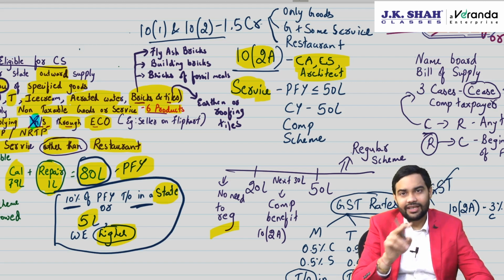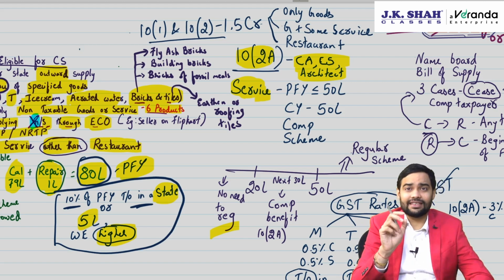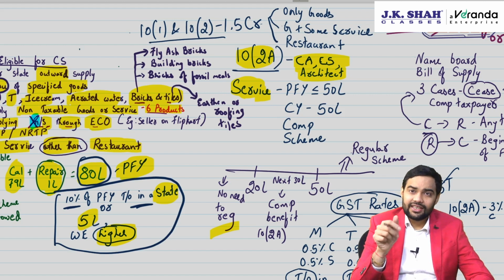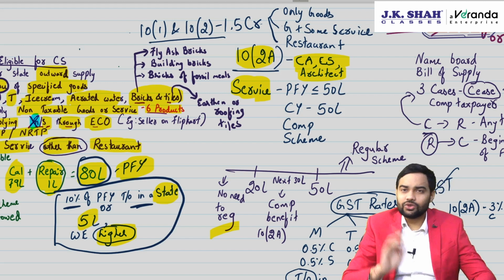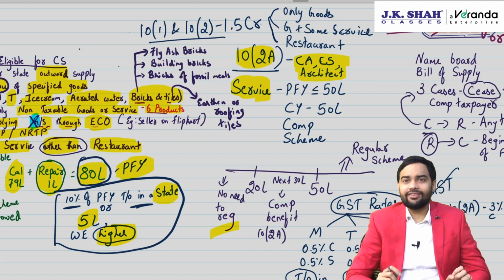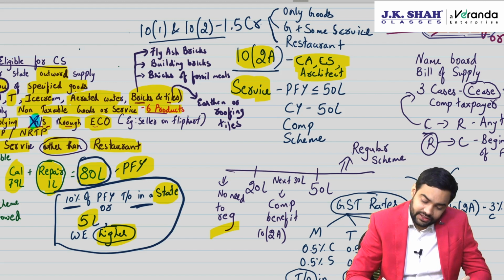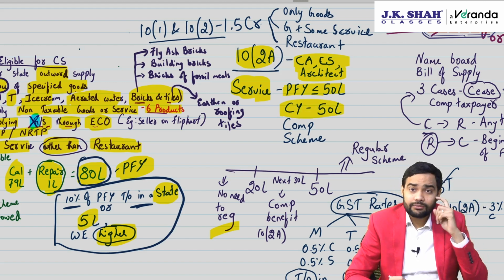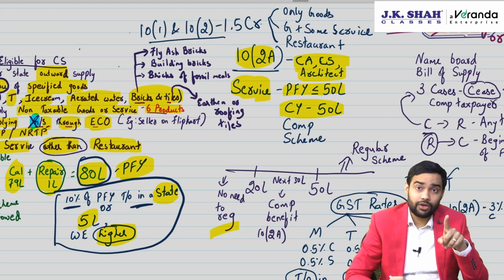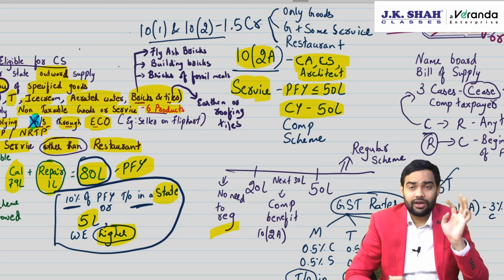See, in 10-1 and 10-2 there is a limit for service. That service should not cross 10% of PFY turnover in a state or 5 lakh, whichever is higher. But such a limit is not there in 10-2A. 10-2A can be a mixture of goods as well as services. But those who are eligible for 10-1 and 10-2 will not come to 10-2A, because in 10-2A the limit is 50 lakh preceding financial year, and in the current year also you get the composition scheme up to 50 lakh. But when it comes to 10-1, 10-2, current year also 1.5 crore, preceding financial year 1.5 crore.